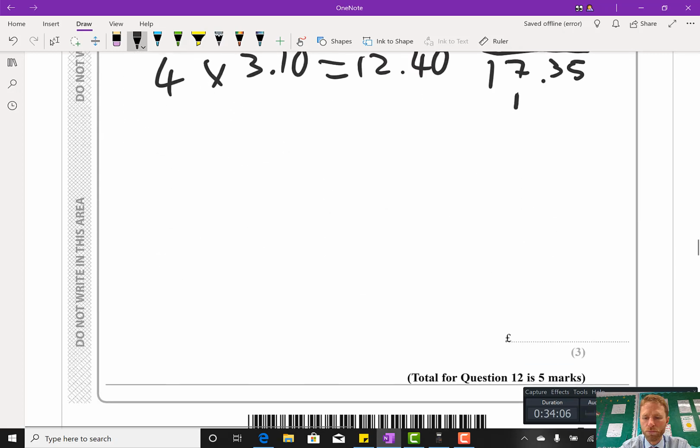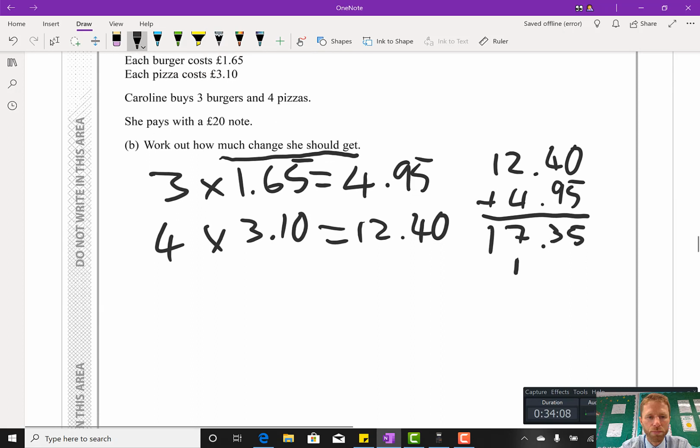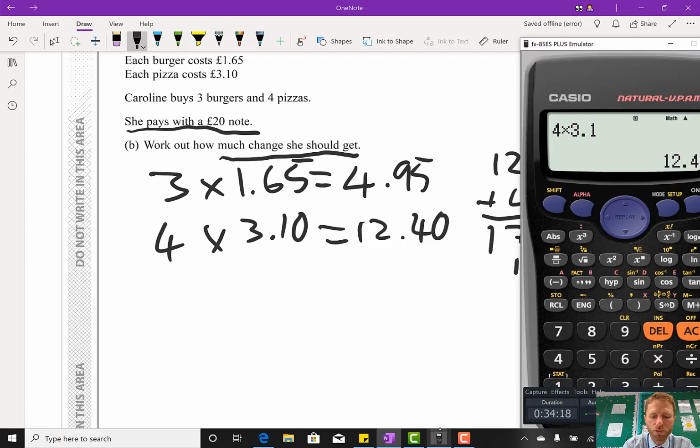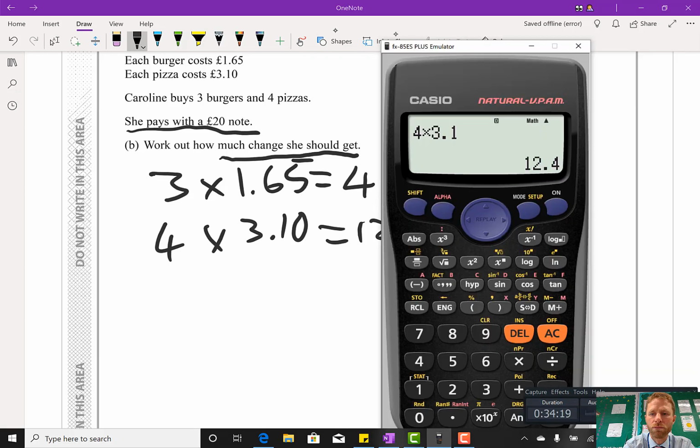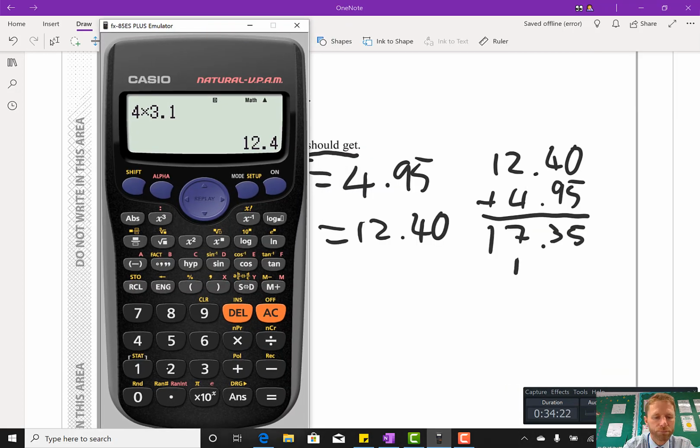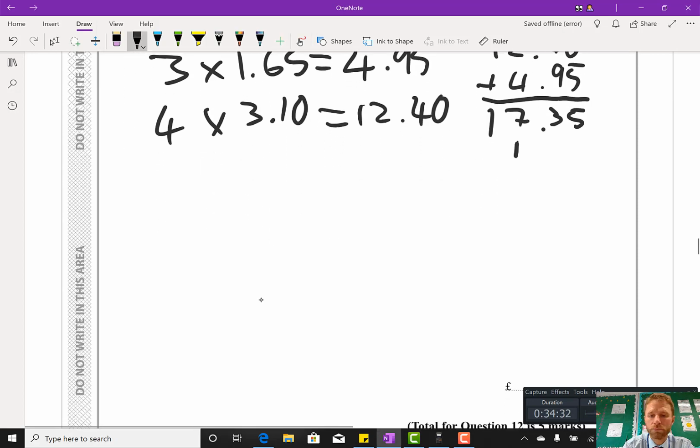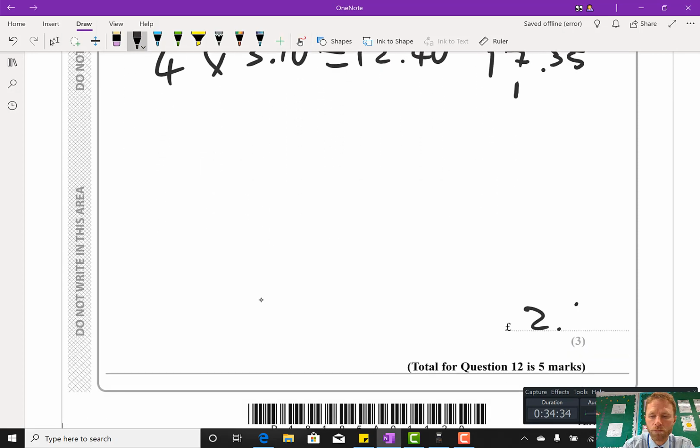You've probably got 2 marks at this point. Do pay attention to what you've been asked. Has £17.35 answered the question? Work out how much change she should get. She pays with a £20 note. So it's one last simple calculation. £2.65.